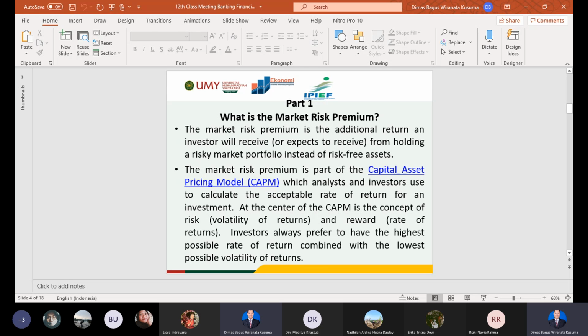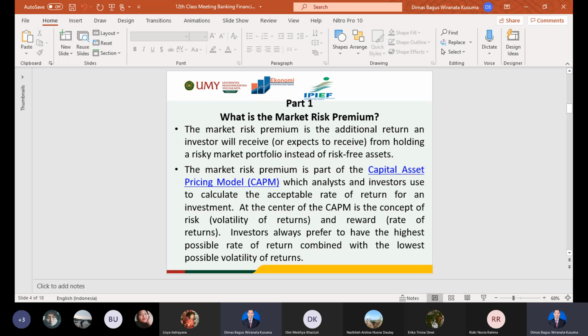So this market premium tries to compare and contrast whether a bank should hold a risky market portfolio or a risk-free asset. The market risk premium is part of the capital asset pricing model, or CAPM. If you are going to look at the risk premium due to market activities, you can look at the CAPM, which investors use to calculate the accepted rate of return for an investment.